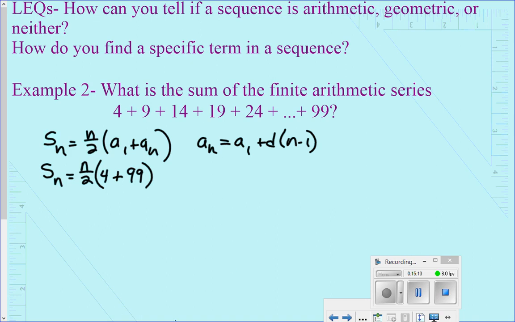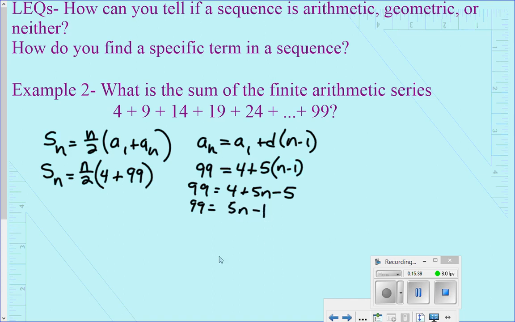So if I fill in what I know, the 99 is that term that I'm looking for the term number for. So 99 is a sub n. A sub 1 is 4. D I can see is 5. And I don't know what n is, so times the quantity n minus 1. So 99 is equal to 4 plus 5n minus 5. So 99 is equal to 5n minus 1. So add 1 to both sides. 100 equals 5n. Divide by 5. And n is equal to 20. So I know that there are 20 terms in this series, and that 99 is the 20th term.